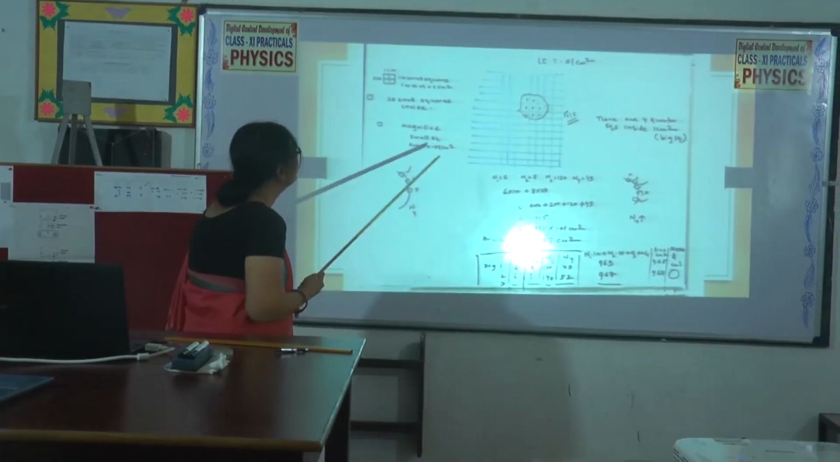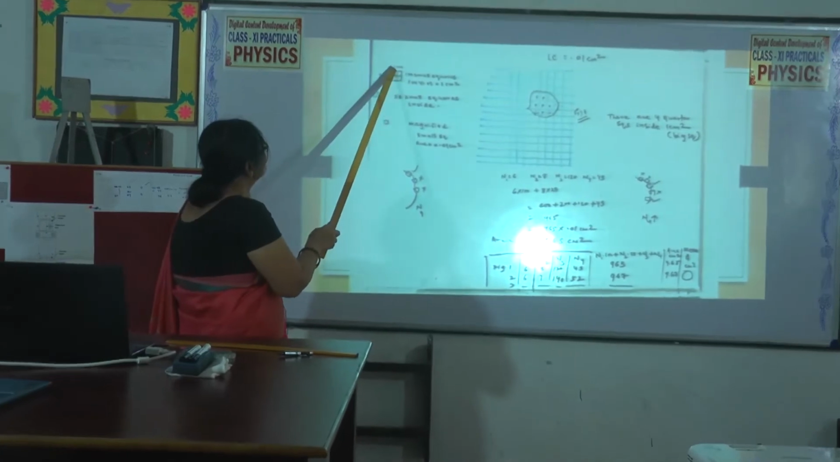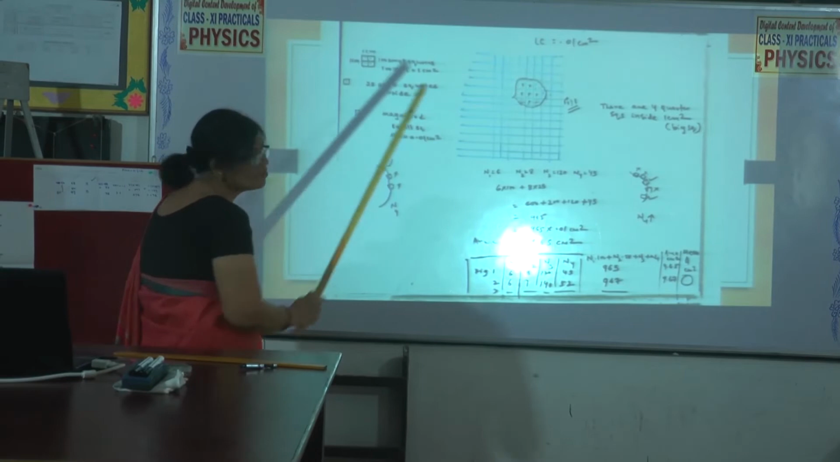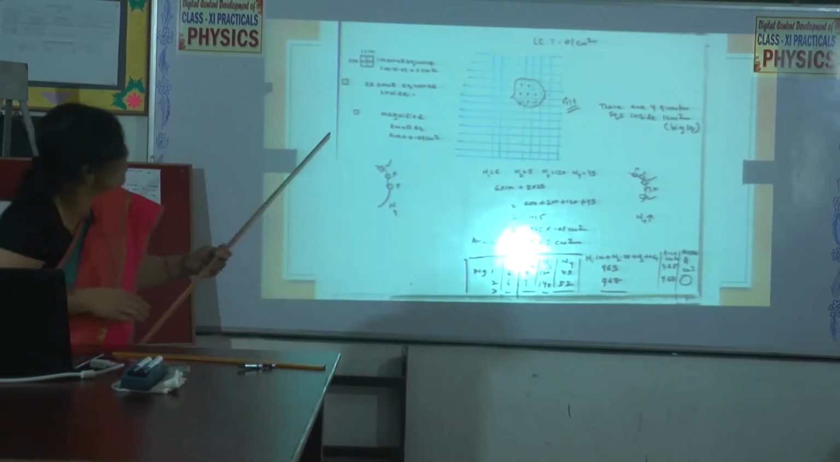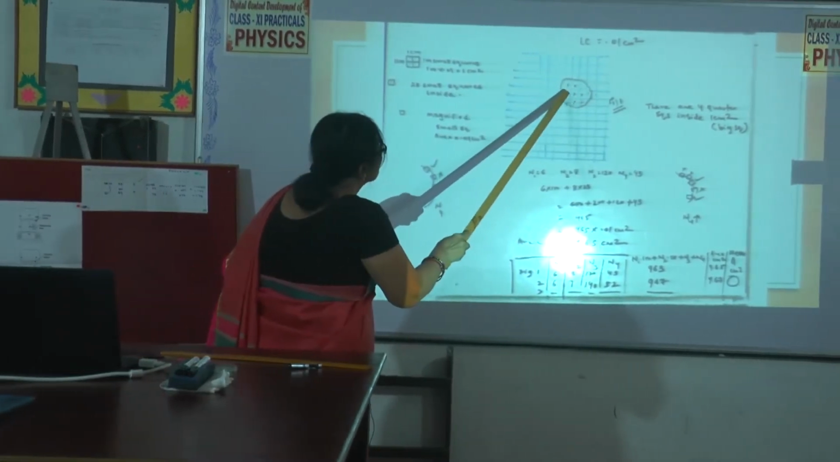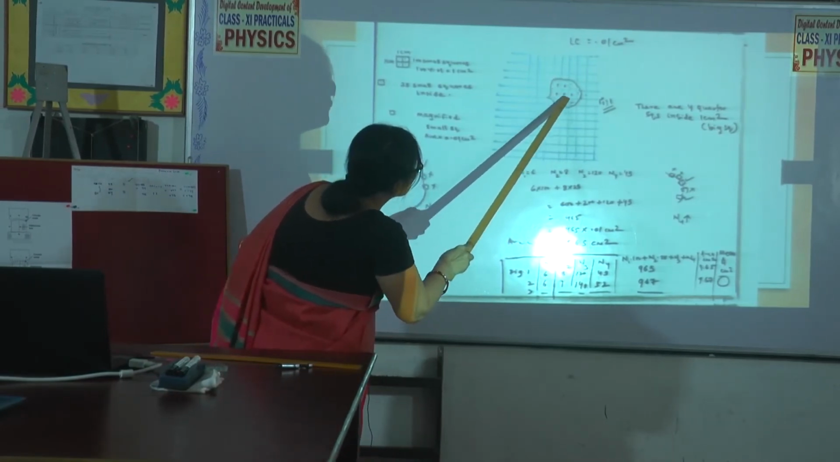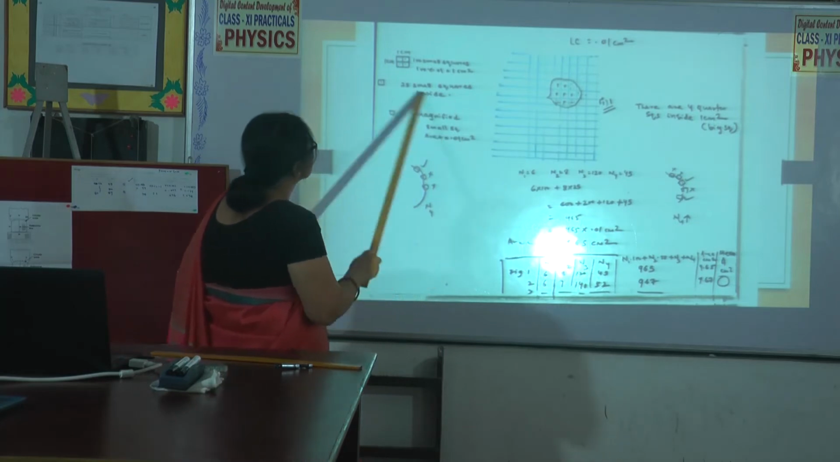And here, I just showed you, this is a 1 cm square area. Meaning these cross parts, here I have put a cross mark. 1, 2, 3, 4, 5, 6, 7. So you have 6. 1, 2, 3, 4, 5, 6. So N1 is 6.